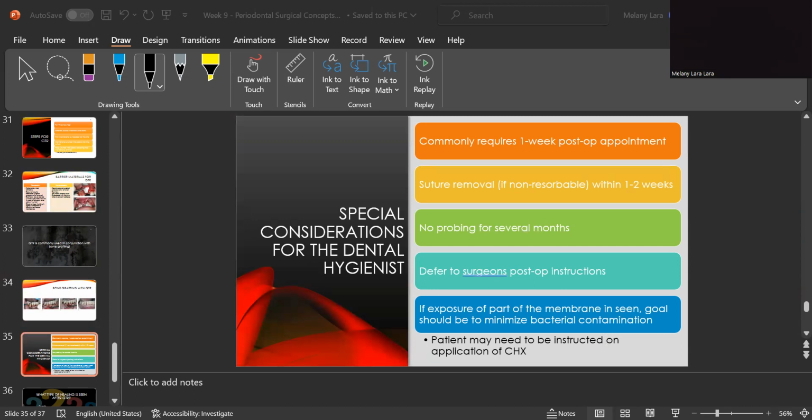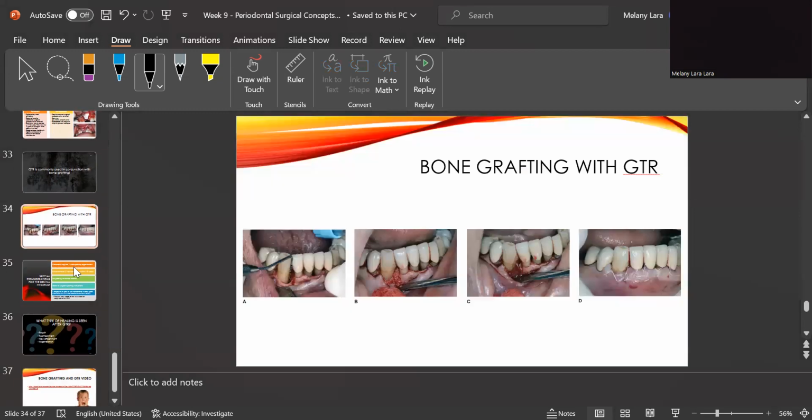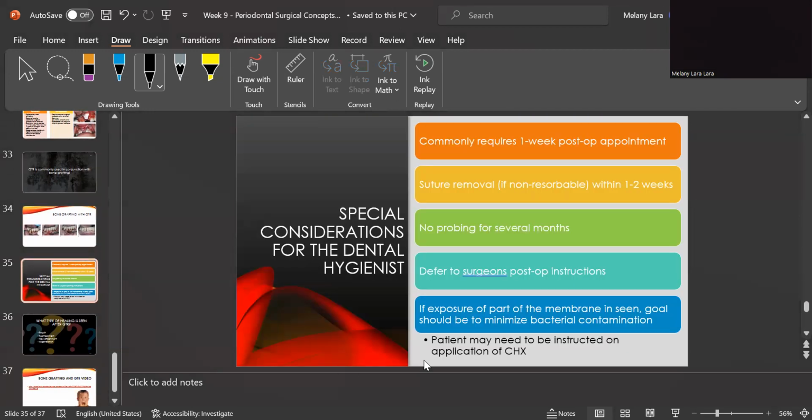Now, earlier I mentioned that sometimes we can have exposure of the membrane. So if your patient comes back to you at that post-op and a little piece of the membrane is just sticking out right here, what we want to do is pay attention to that and make sure the surgeon's aware. At that point, we're not going to go back in and remodel the tissue and resuture it, right? We're not doing anything crazy like that. What we're trying to do is prevent contamination. So it's just biofilm control at that point. We want to prevent bacteria from getting into that grafted bone tissue.